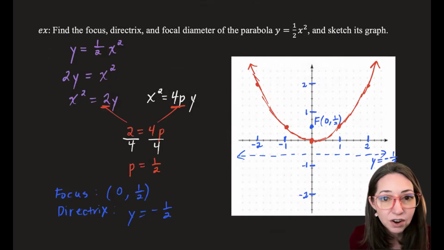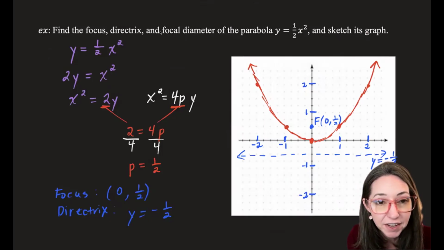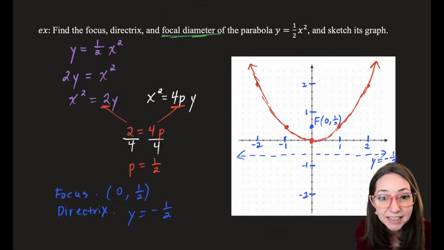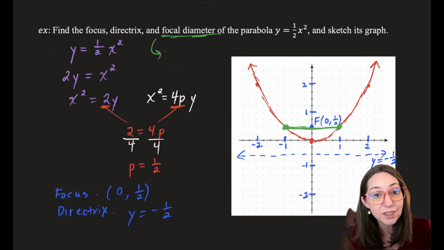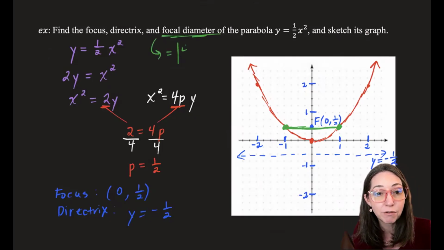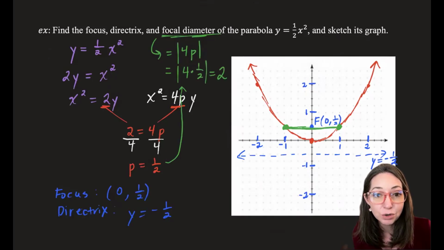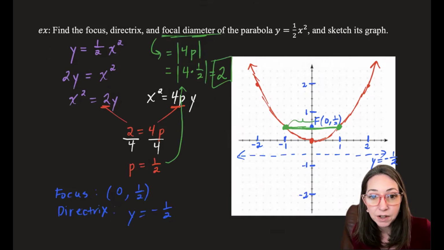Let's sketch on here the focal diameter. We haven't even found that yet. The focal diameter is that distance from one side of the parabola to the other through the focus. So you can see from here through that focus to there. In green there, I've sketched the focal diameter. In general, we just found that the focal diameter is equal to the absolute value of 4 times P. And since P we found to be 1/2, it's equal to the absolute value of 4 times 1/2, which is 2. So the distance from there to there, that focal diameter, is 2.